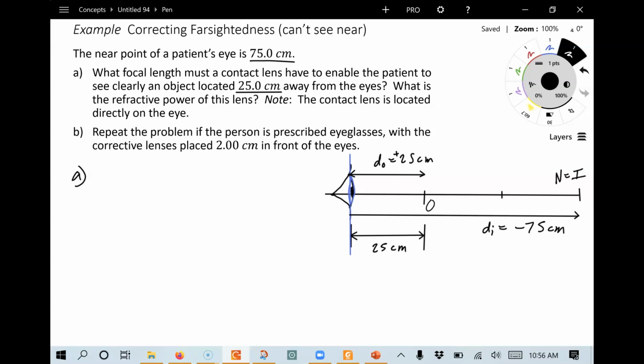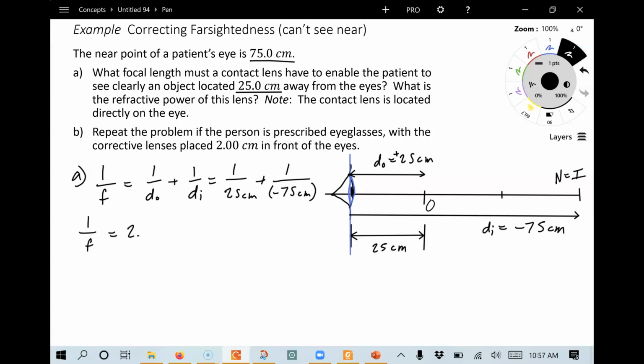So now we can use the thin lens equation. 1 over f is equal to 1 over do plus 1 over di. And now we can calculate what the focal length of this contact lens needs to be. Let's put in our numbers here. So do is 25 centimeters plus 1 divided by a negative 75 centimeters. That gives us a value, 1 over f is equal to 2.667 times 10 to the minus second. And remember, this is 1 over centimeters.